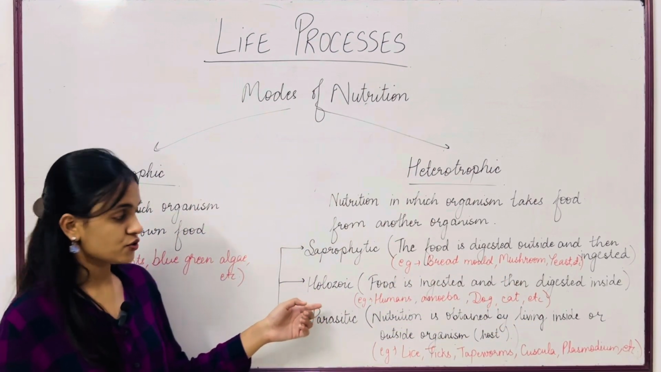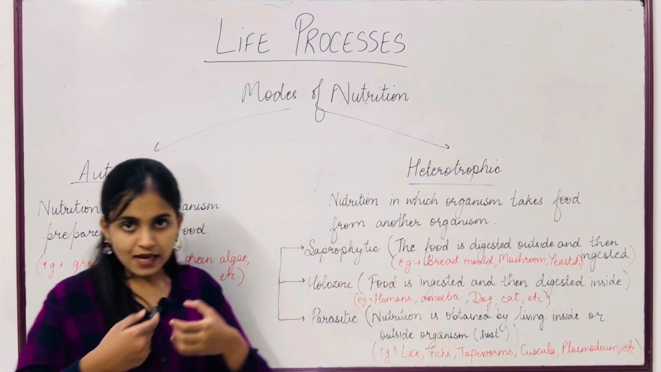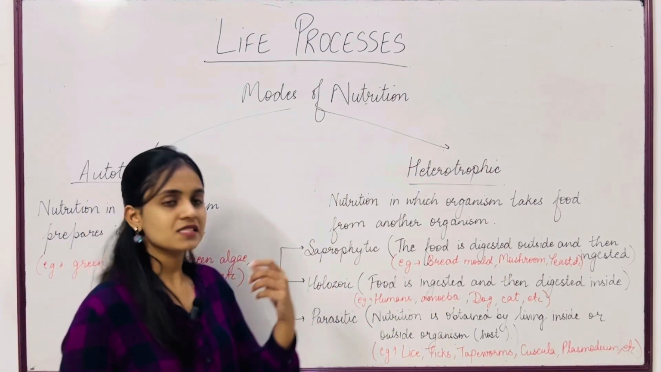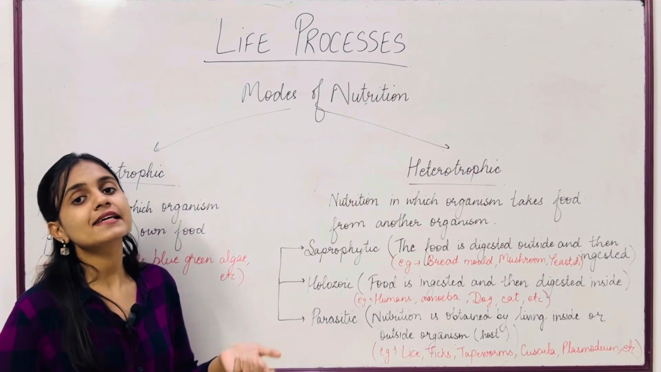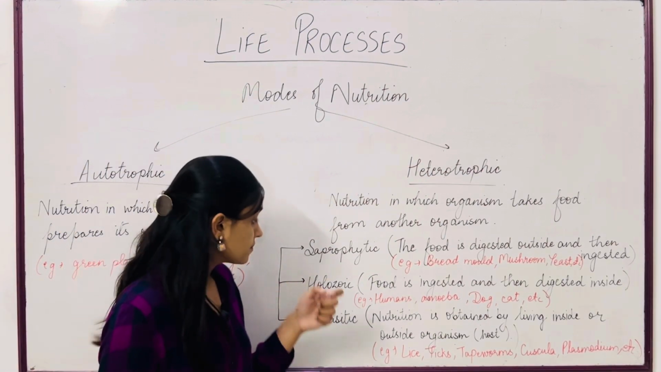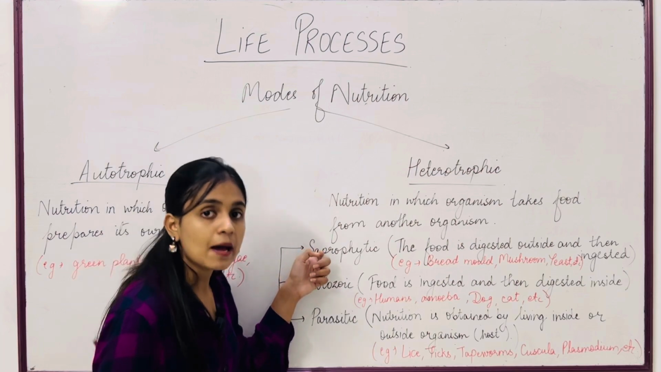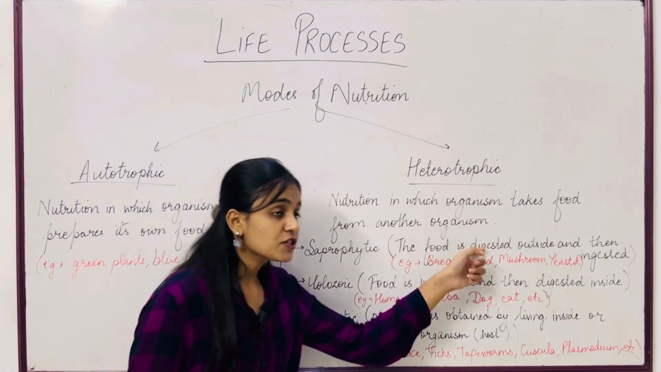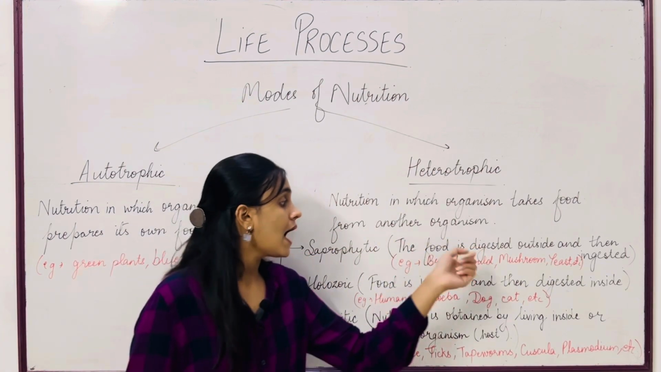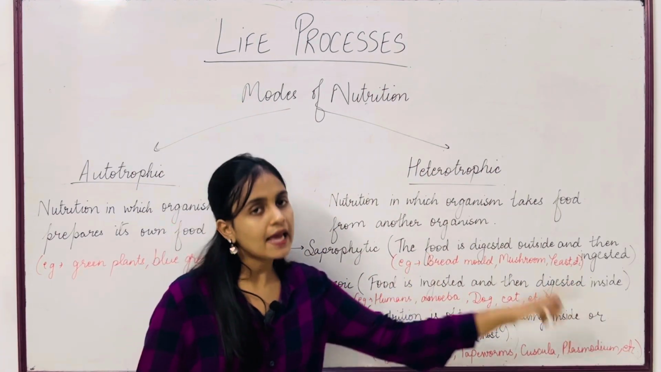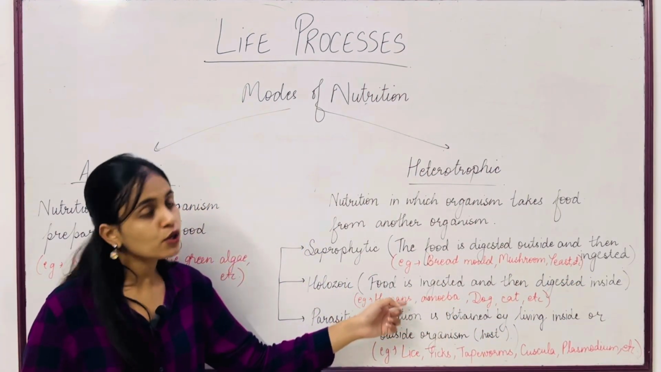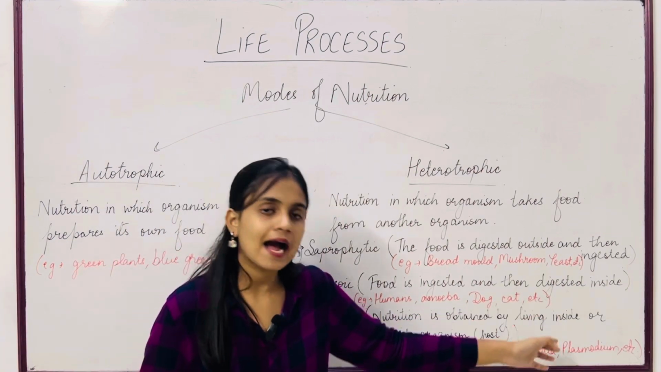Now holozoic nutrition. The food is ingested and then digested. Meaning the food is outside, we take it inside the body and then the digestion takes place inside the body. This is just opposite to saprophytic. In that, the digestion was taking place first and then ingestion. In this case, ingestion takes place first and then digestion. The examples are humans, amoeba, dog and cat.